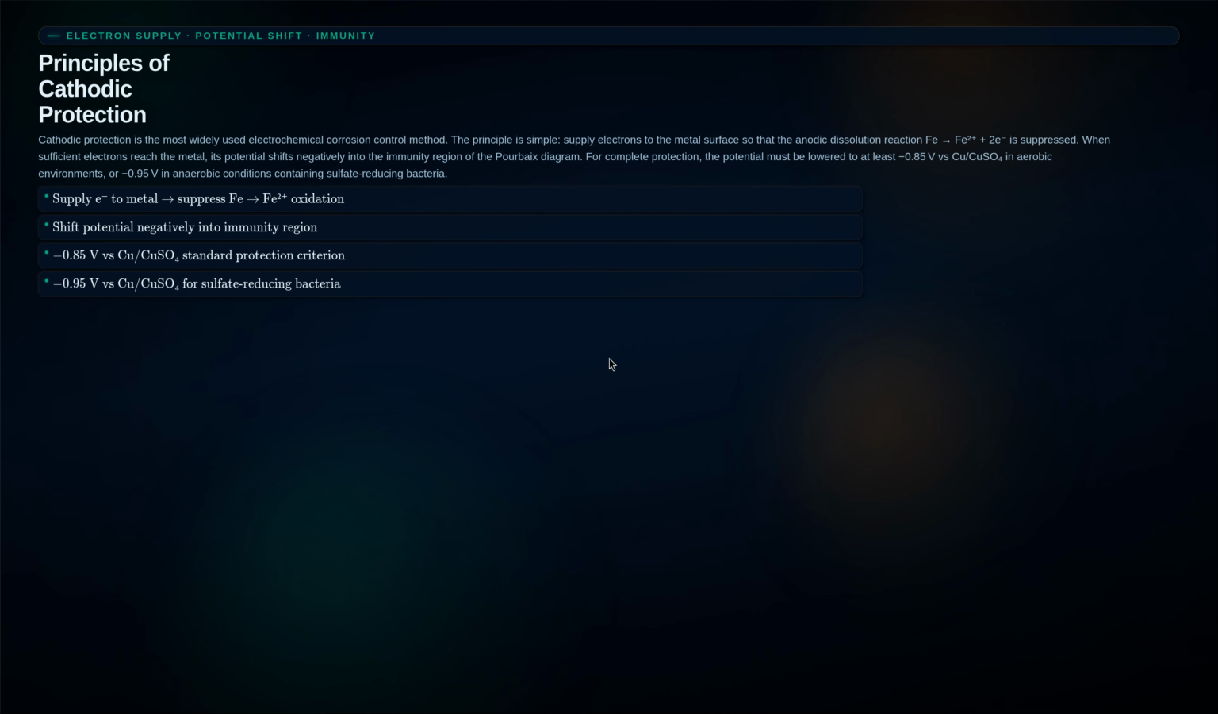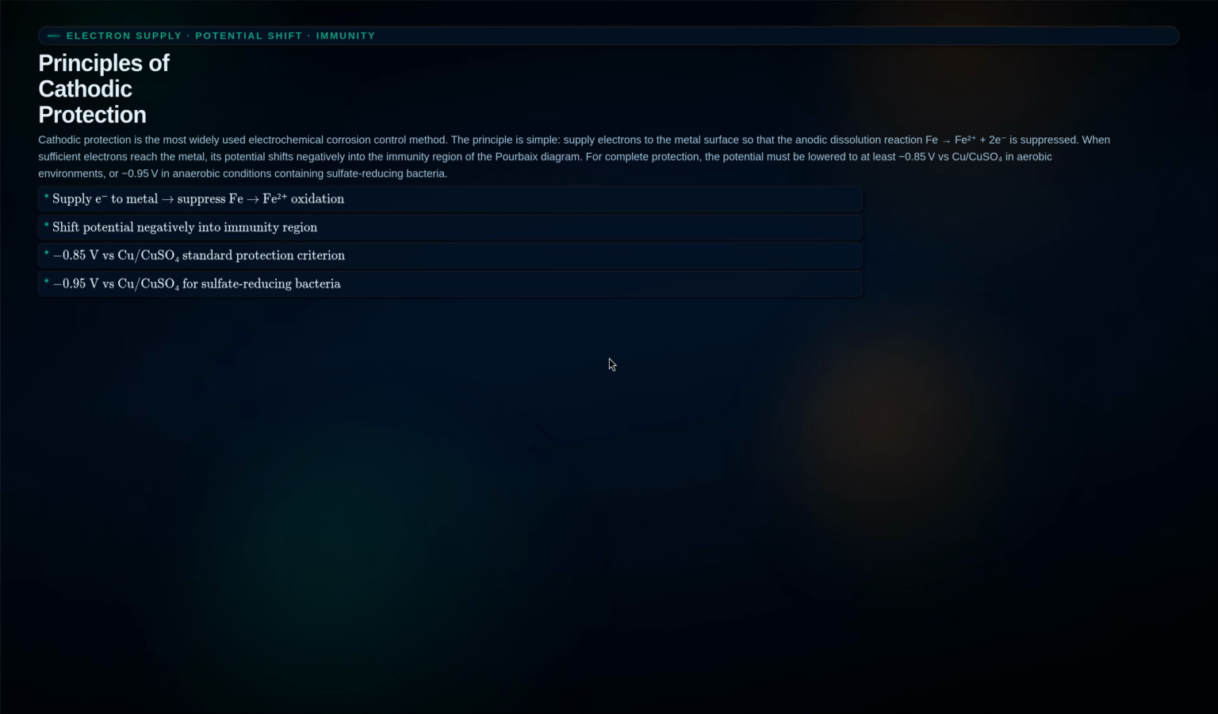Cathodic protection is the most widely used electrochemical corrosion control method. The principle is simple. Supply electrons to the metal surface so that the anodic dissolution reaction, iron going to iron 2+ plus 2 electrons, is suppressed. When sufficient electrons reach the metal, its potential shifts negatively into the immunity region of the Pourbaix diagram.